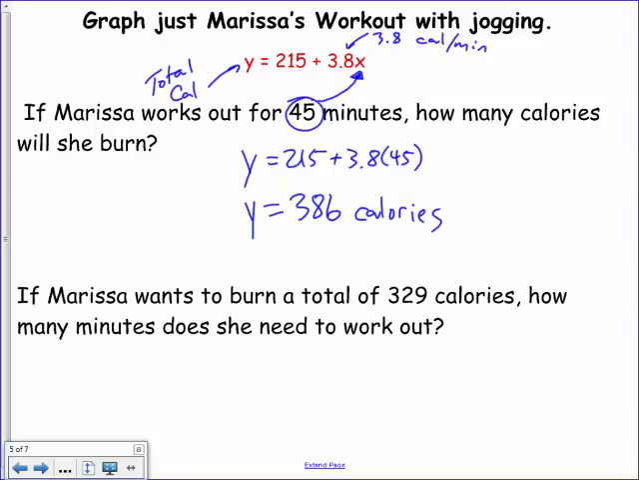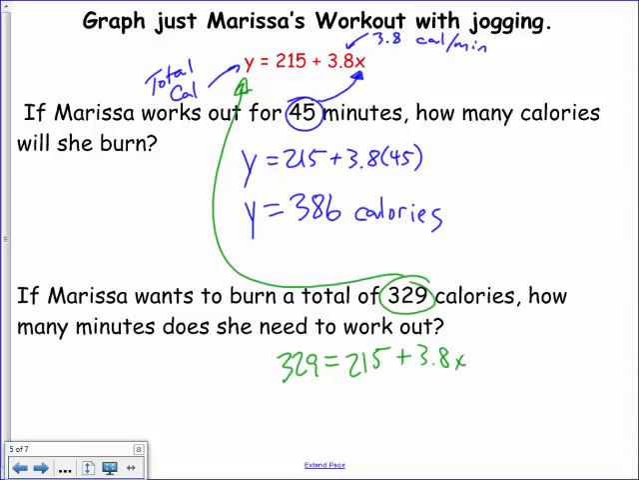All right, so how about this? If Marissa wants to burn a total of 329 calories, how many minutes does she need to work out? Well, we just talked about what represents total calories: the y. So we need to plug in 329 for y now. So 329 equals 215 plus 3.8x. This is why we need to be good at solving our equations, because we need to get the x by itself. Well, can I divide by 3.8 yet? No, I need to get rid of the 215.